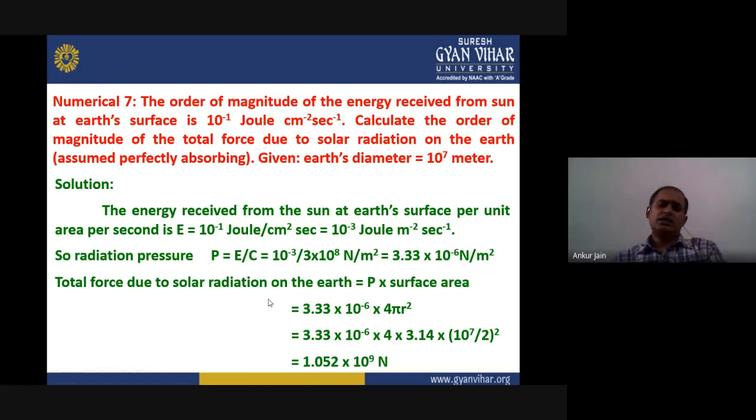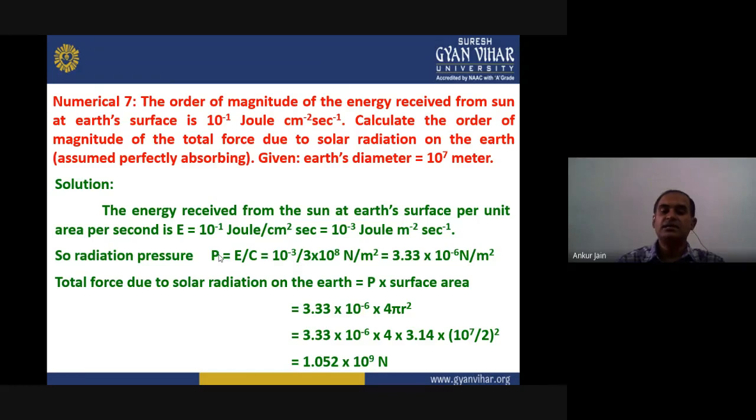Now the value of radiation pressure we got is 3.33 into 10 to the power minus 6 Newton per meter square. Now the total force due to solar radiation on the earth will be equal to that radiation pressure P into the surface area of the earth. So that will be given by 3.33 into 10 to the power minus 6 into the surface area of earth, so that is 4 pi r square.